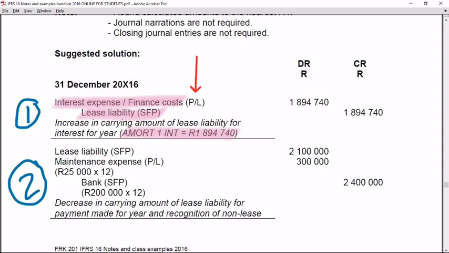Then IFRS 16 identified as a second step to now reduce the carrying amount of the lease liability with the payment. But what's important in this example is to remember about the maintenance expense that has to be recognized through profit or loss. The full payment that was made was the 200,000 Rand for 12 months. With that amount, you credit your bank because you actually pay the lessor the 2.4 million. 300,000 relates to the maintenance expense in profit or loss, and the rest is a reduction of your lease liability, which is your step 2 in subsequent measurement of this liability.